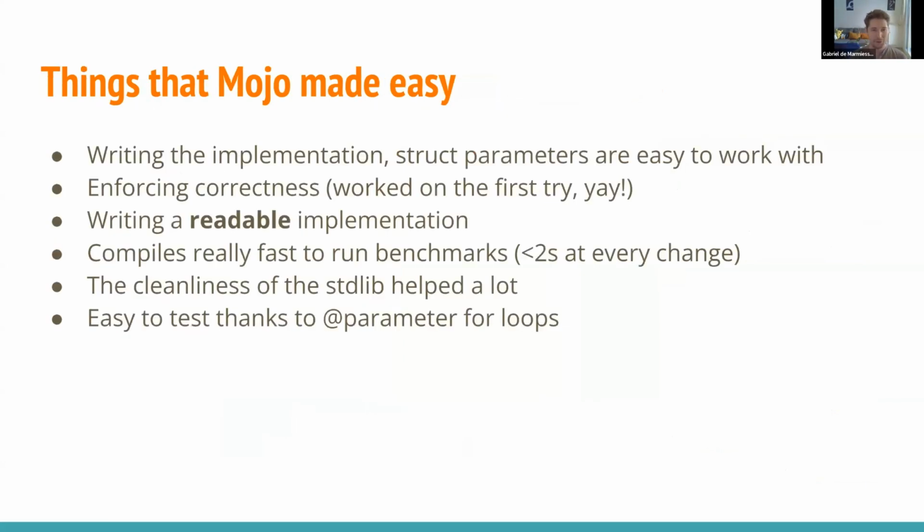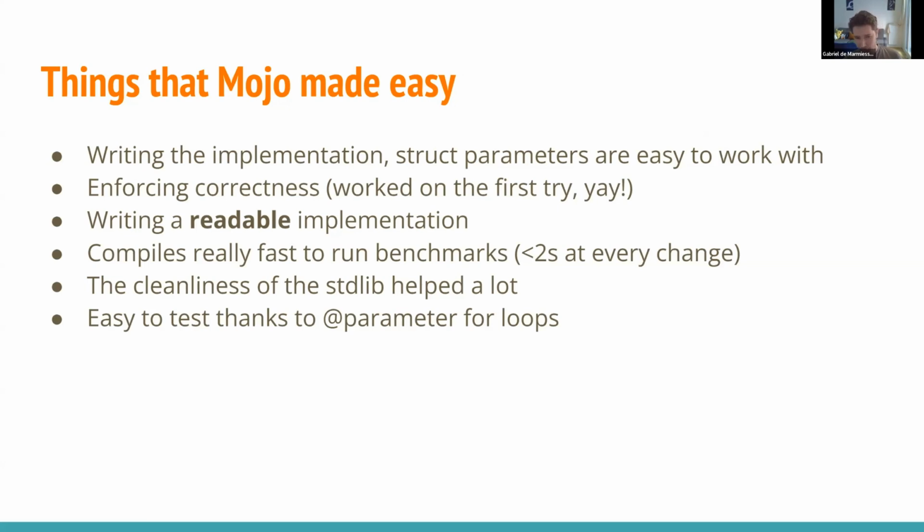So, things that Mojo made easy. Now it's peak good time. Don't let it go to your head, because just afterwards there are things that Mojo made hard, so don't get too excited. Writing the implementation was really easy. Struct parameters are trivial to work with. The language enforces correctness, so it was really easy to get it working too. It's really readable, and it compiles really fast.